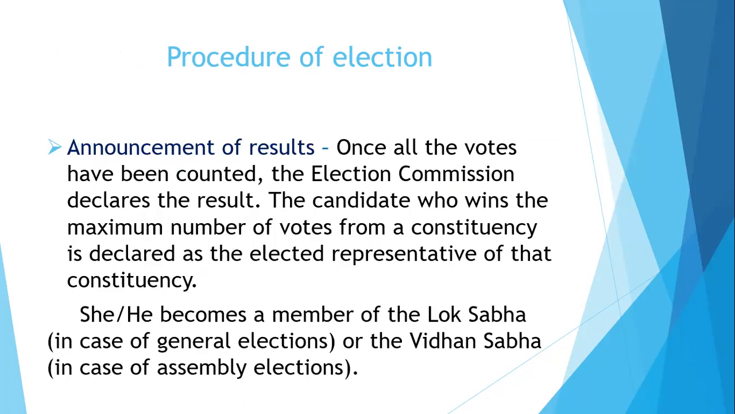Announcement of result. Once all the votes have been counted, the Election Commission declares the result. The candidate who wins the maximum number of votes from a constituency is declared as the elected representative for that constituency. She or he becomes a member of the Lok Sabha in case of a general election, or the Vidhan Sabha in case of assembly elections.